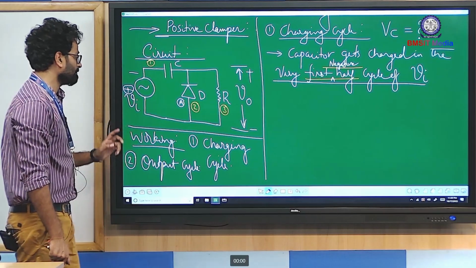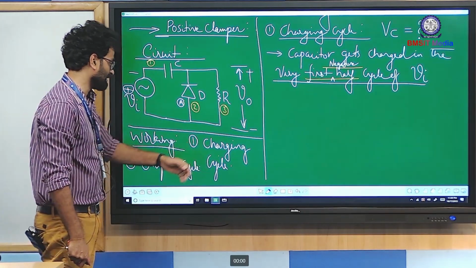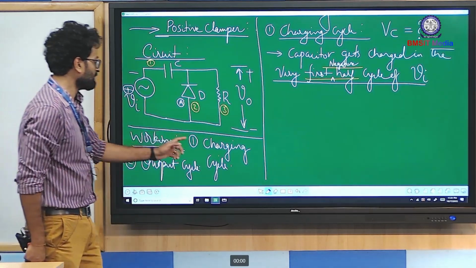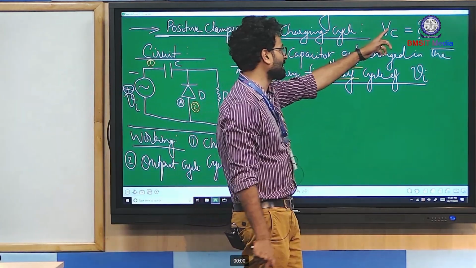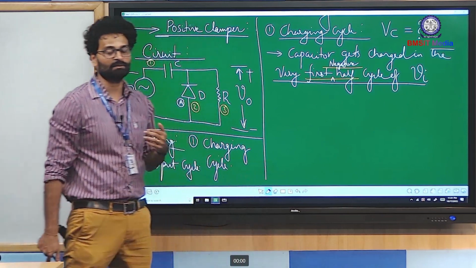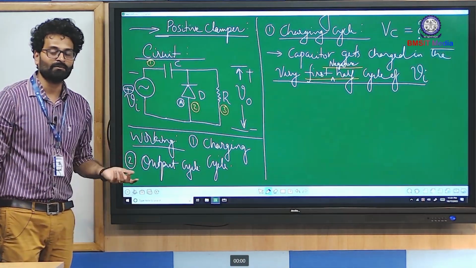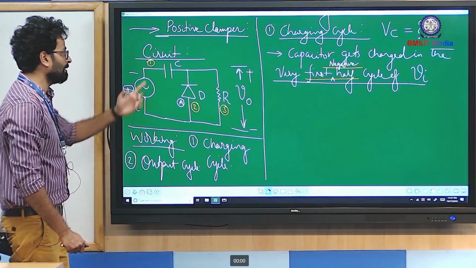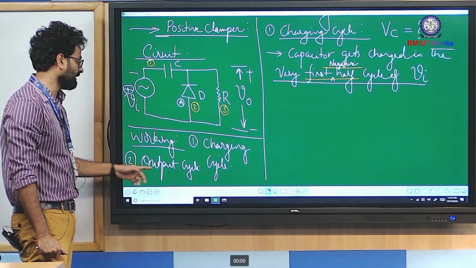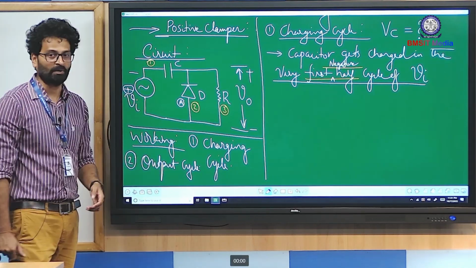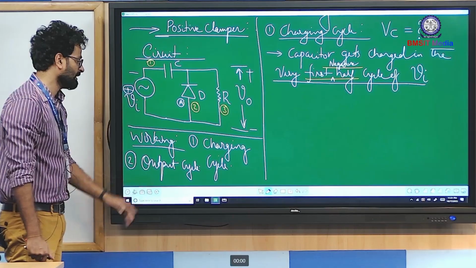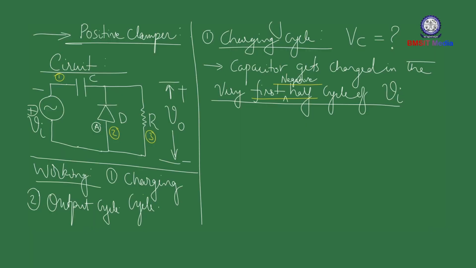So in the working, first let us consider the charging cycle. Using the charging cycle, you will be able to determine Vc. Vc is the value of the charging voltage of the capacitor. Once Vc is found, you can find the output voltage. The output voltage can be found using further analysis.